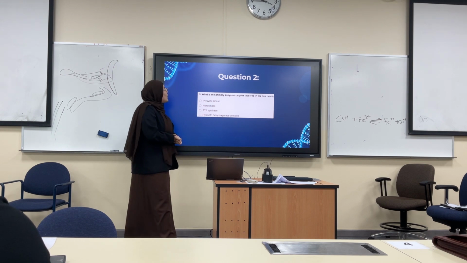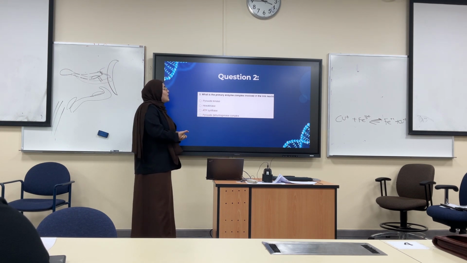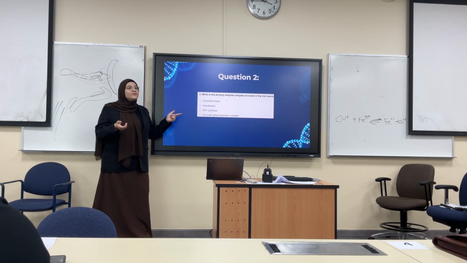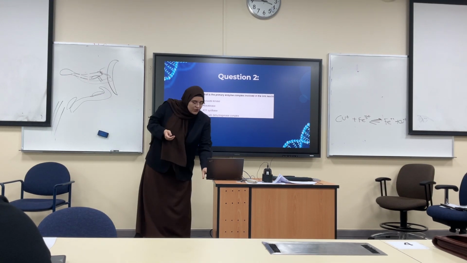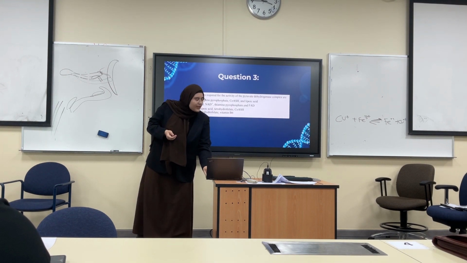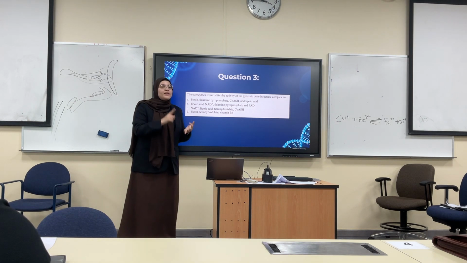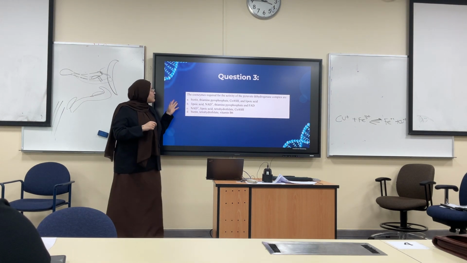Okay? So, what is the primary enzyme complex involved in the link reaction? Exactly. The answer is D. Okay, let's do this one first. What are the coenzymes required for the activity of the pyruvate dehydrogenase complex? Is it A, B, C, or D?